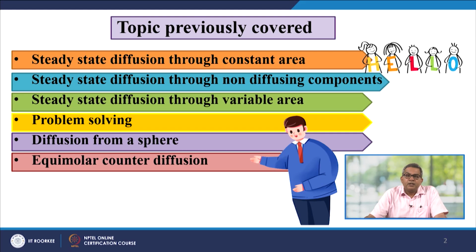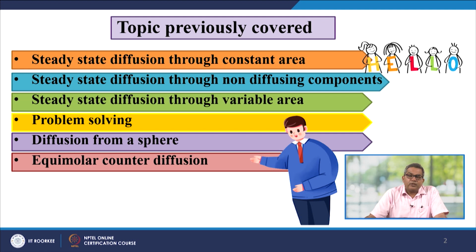Welcome to the mass transfer coefficient and dimensionless numbers under the mass transfer phenomena in polymer section. Now, we have covered the steady state diffusion through the constant area in the previous lecture. Apart from this, we discussed the non-diffusing components, and we discussed the steady state diffusion through the variable area. We had several numerical problems to solve for your convenience.